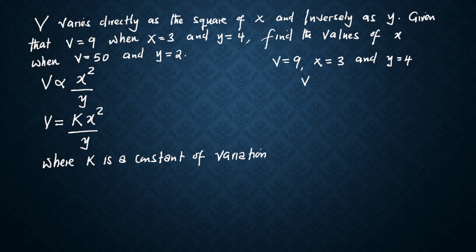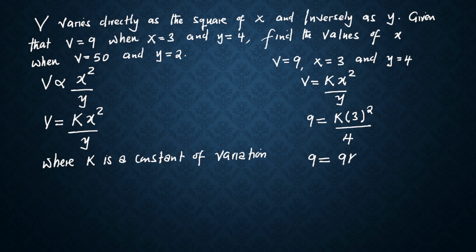So we are saying that V is equal to kx squared over y. The value for V is 9, being equal to k there, then the value for x, we have a 3, which we're going to square, over the value for y, which is 4. Okay, so this is going to be 9 being equal to 3 squared. That's going to give us 9 and the k there, then over 4.